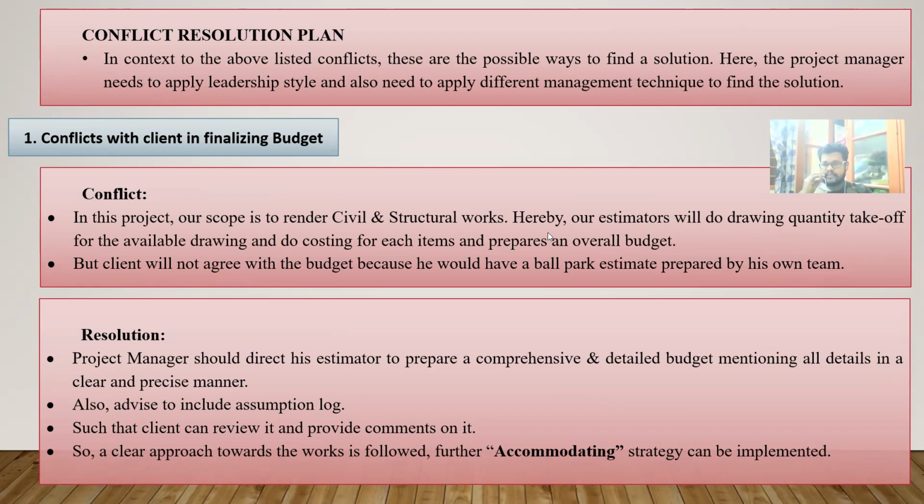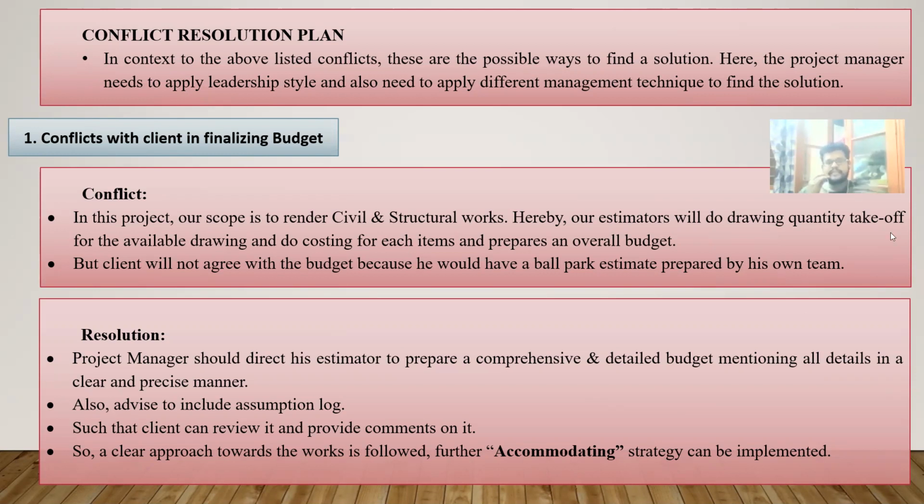Basically, the estimators on the contractor side prepare the budget based upon the drawings provided, do a detailed quantity takeoff and costing, and arrive at the project cost as a budget. On the client side, there is a key person as an estimator, or a tender person, who has a ballpark estimate. If there is any difference between the ballpark estimate and the detailed budget, there will be a conflict. So this is a conflict situation. What can be the resolution for this?